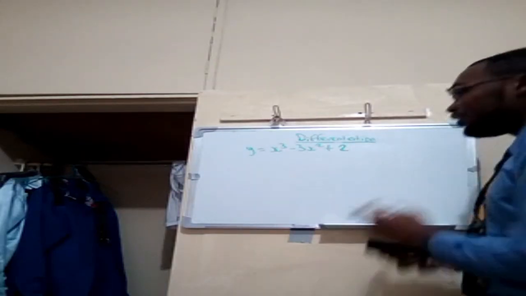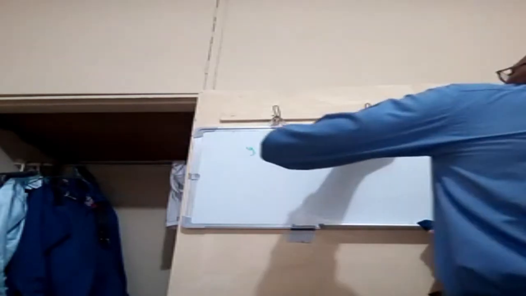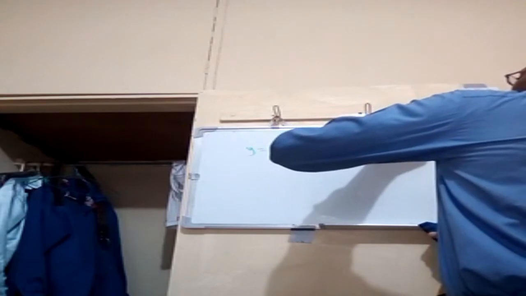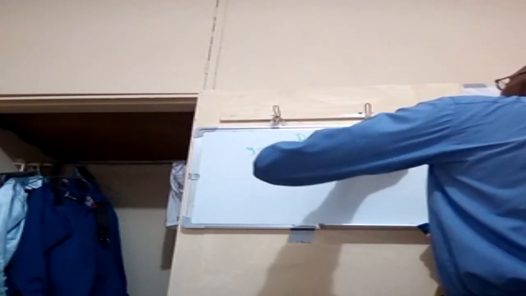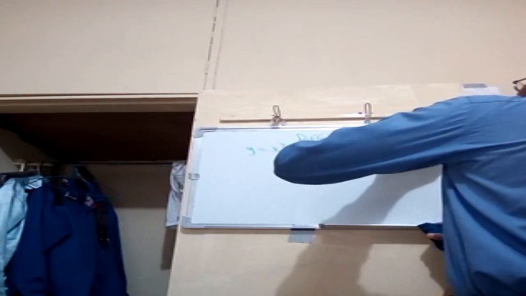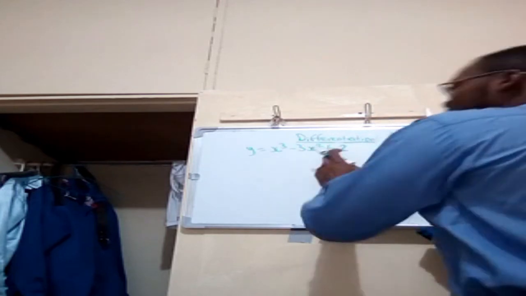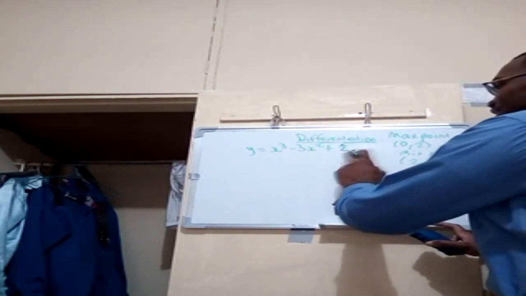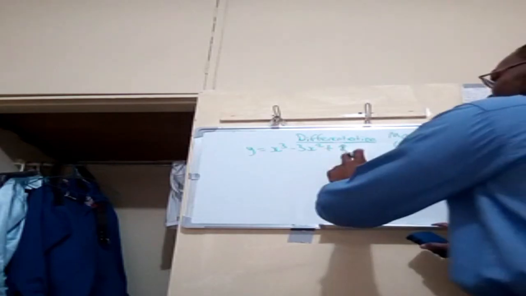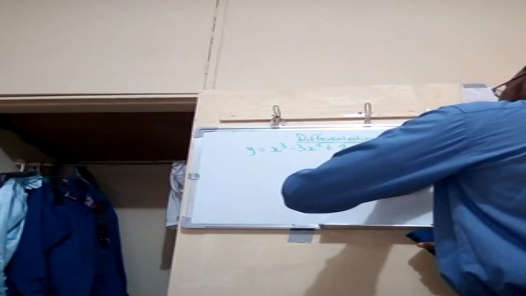So to sketch this curve now, remember it has a maximum point. Remember, this is information that we know. Maximum point is 0, 2. Minimum point is 2, negative 2. We also know where it cuts the y-axis. It cuts the y-axis at 0, 2. So this is the y-intercept.